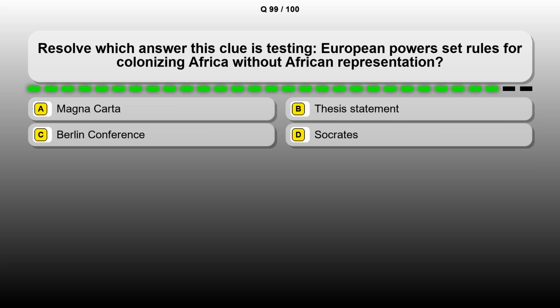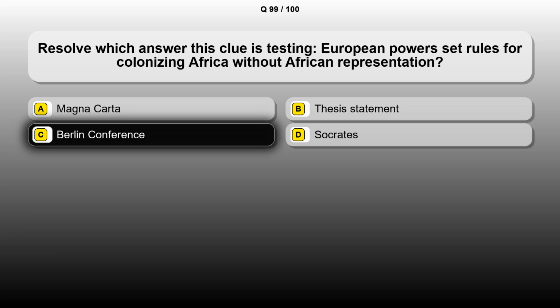Question 99. Resolve which answer this clue is testing. European powers set rules for colonizing Africa without African representation. Option A, Magna Carta. Option B, Thesis Statement. Option C, Berlin Conference. Option D, Socrates.